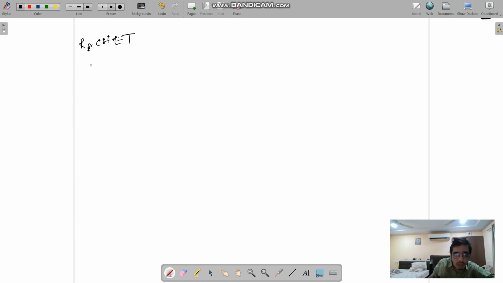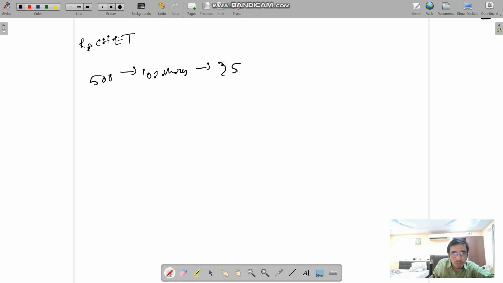Now coming to the next provision, which is called Ratchet. Now coming back to the previous example. I had invested rupees 500, for which I had got 100 shares, and rupees 5 per share was the value. Then another round of 500 rupees had happened at 50 shares, and rupees 10 was the value.